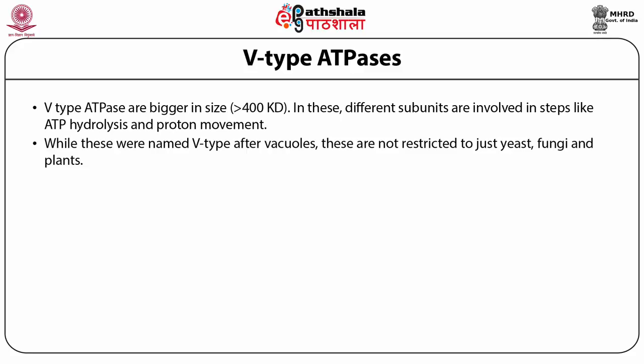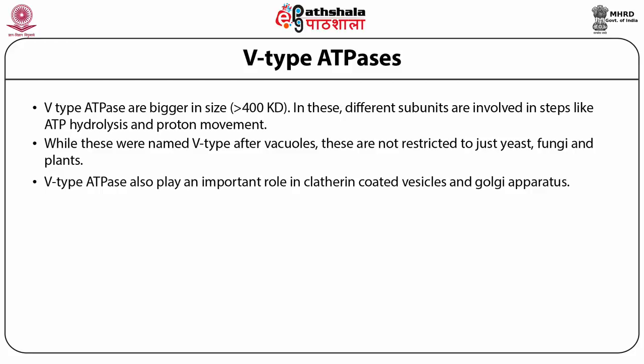While these were named V-type after vacuoles, these are not restricted to just yeast, fungi, and plants. In animals, V-type ATPases are part of the membranes of lysosomes, endosomes, and secretory vesicles. V-type ATPases also play an important role in clathrin-coated vesicles and Golgi apparatus. Thus, the proton movement is coupled into protein targeting. In fact, acidifying intracellular compartments is the general rule. The vacuoles of fungi and plants are able to maintain pH in the range of 3 to 6, which is lower than the cytosolic pH, due to the action of V-type ATPases.